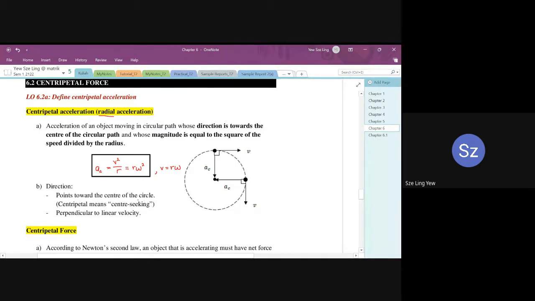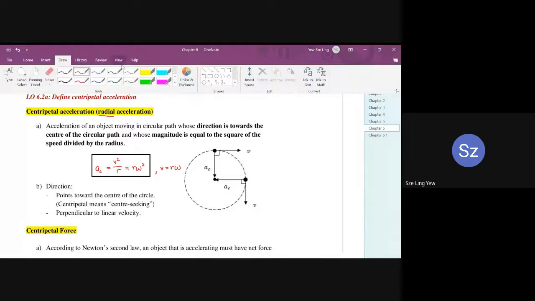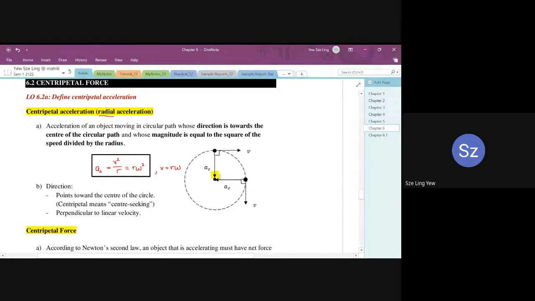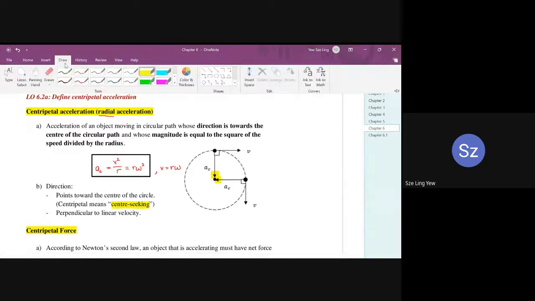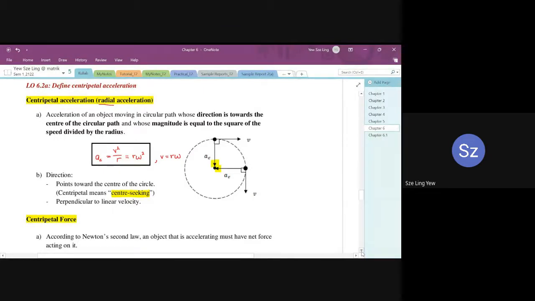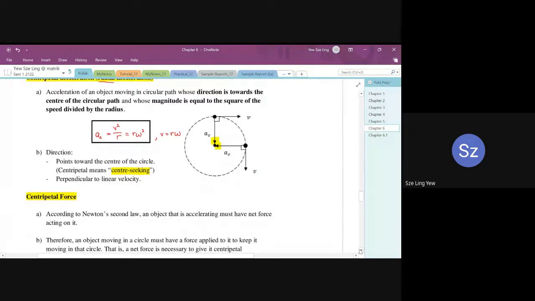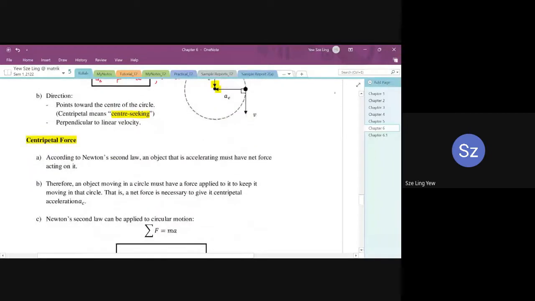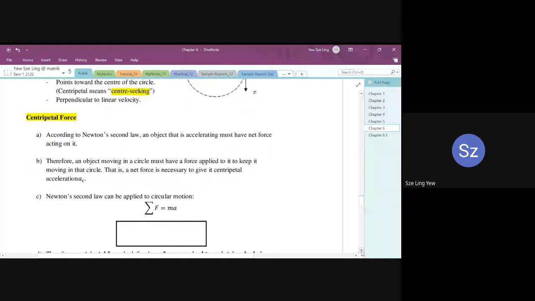The direction is always pointing towards the center of the circle. If you look at the diagram, the arrow of a_c is always pointing towards the center. The term centripetal itself means center seeking, so it's always looking for the center of the circle. It is also perpendicular to the linear velocity. So next, this is just the definitions; you just have to know the definitions for your UPS.